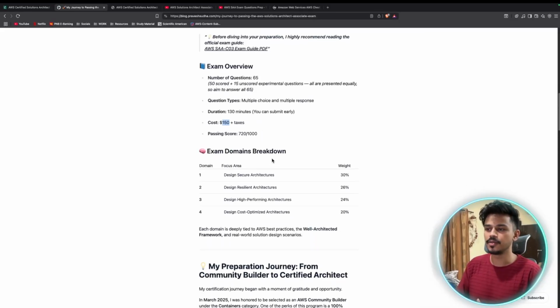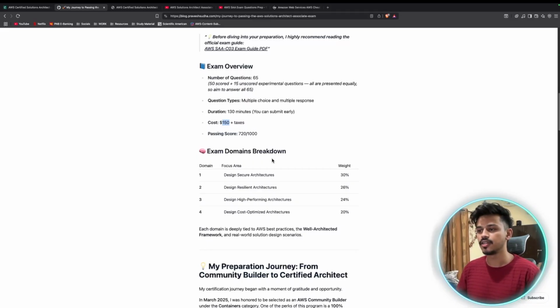So the examination is divided into 4 domains. The first is designing secure architecture. It holds a weightage of 30%. It involves basic security services like WAF, GuardDuty, Inspector, etc. The next domain includes resilient architecture, which involves services like Elastic Load Balancer, Application Load Balancer, etc. And the third domain includes high performing architecture, which includes the FSx for Lustre file server and many more.